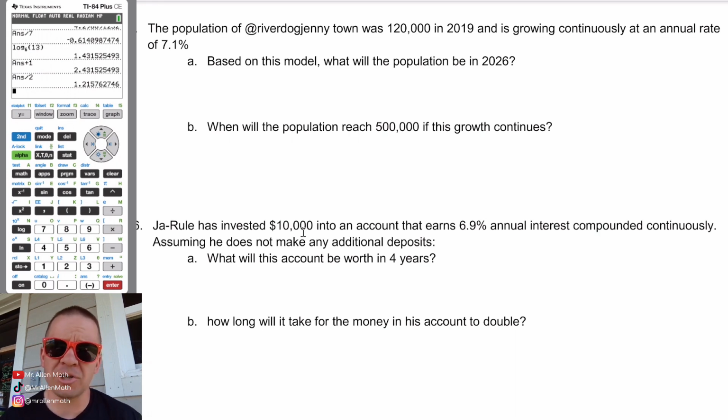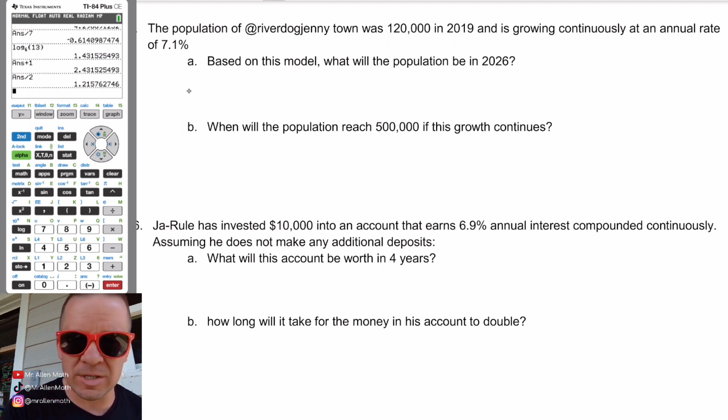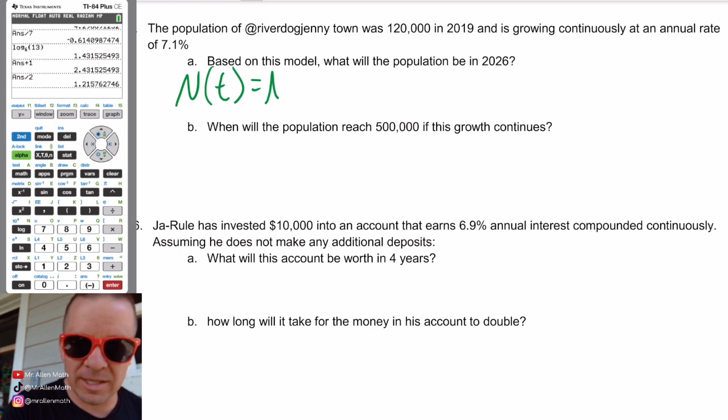All right, so we have the annual, let's see, the population of Riverdog Jennytown. She does have her own town. That's exciting. It was 120,000 in 2019 and is growing continuously at an annual rate of 7.1%. Based on this model, what will the population be in 2026? So continuous growth, is that a PERT or N NERT formula, right? So for this one, since it's population, usually you'll see the N of T for any of those types of things, and then it's N not times E to the RT.